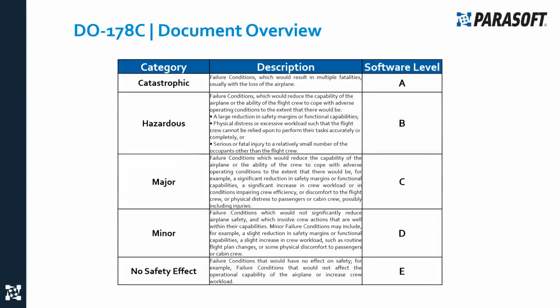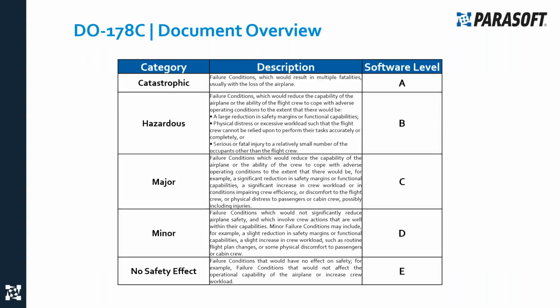Now, one very important part of section 2 is the software level classification or design assurance level that needs to be made. Catastrophic results would be failure to flight control software where the plane would go down and lives would be lost. This would be classified as software level A. Hazardous would be a step down, so serious to fatal injury to a relatively small number of occupants other than the flight crew. This would be software level B.